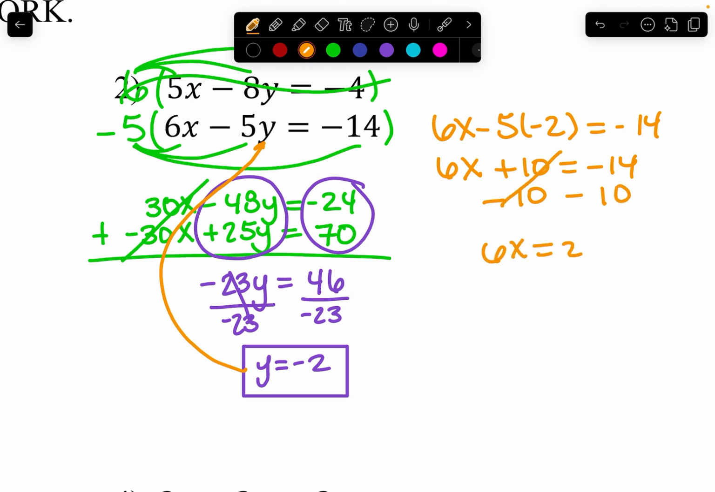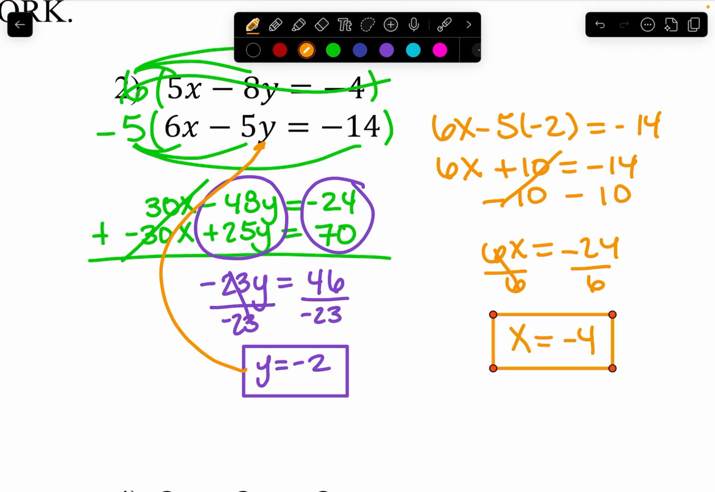We get 6x equals negative 24. When you divide both sides by 6, you get that x is equal to negative 4. And you've just solved the system by elimination.